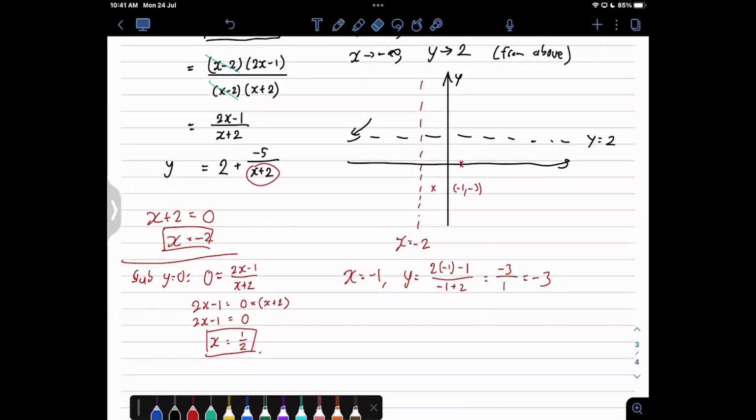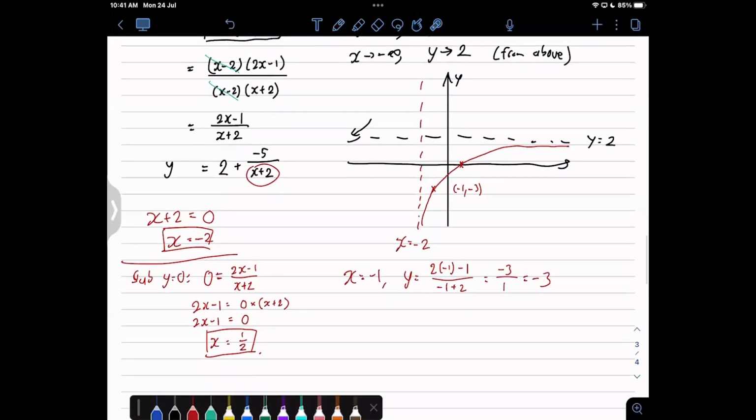So let me just erase this blue black curve and just draw in the curve like this. But you need to make sure that you approach the asymptotes. So over here and over there, you're approaching it. Is that okay? Okay, very good.